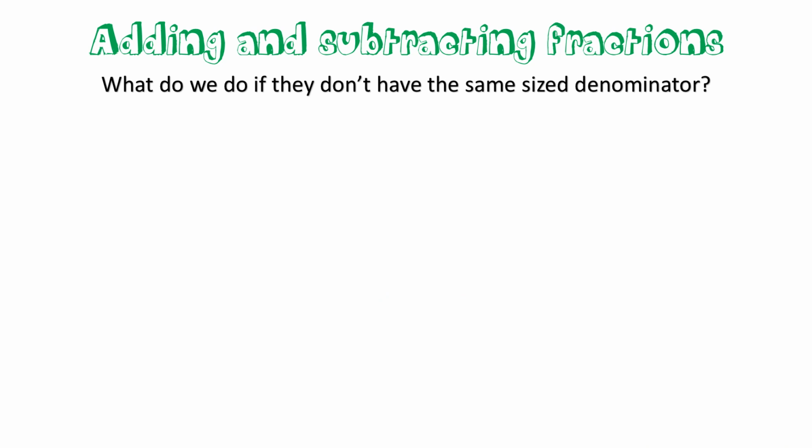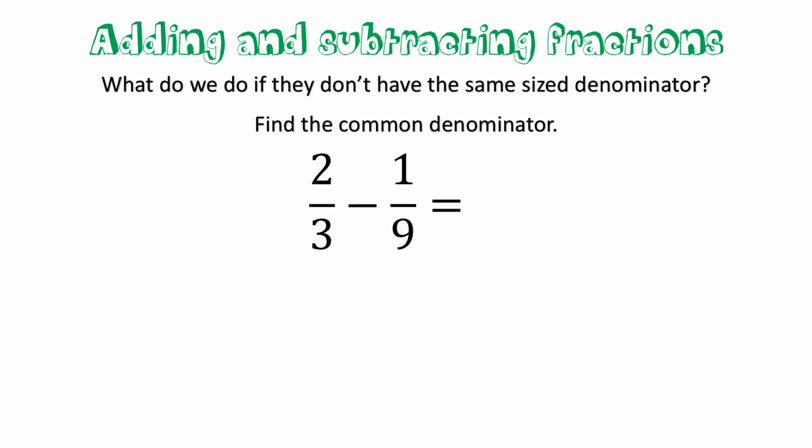Last example, but this time we're going to use subtraction. We're going to find the common denominator. 2/3 minus 1/9. Now before I go any further, have a think what the first step is I'm going to take.